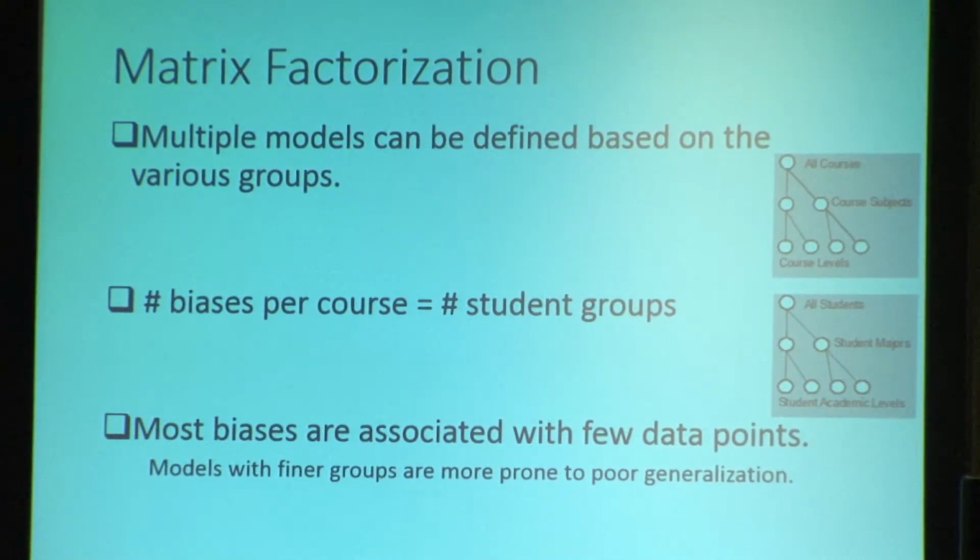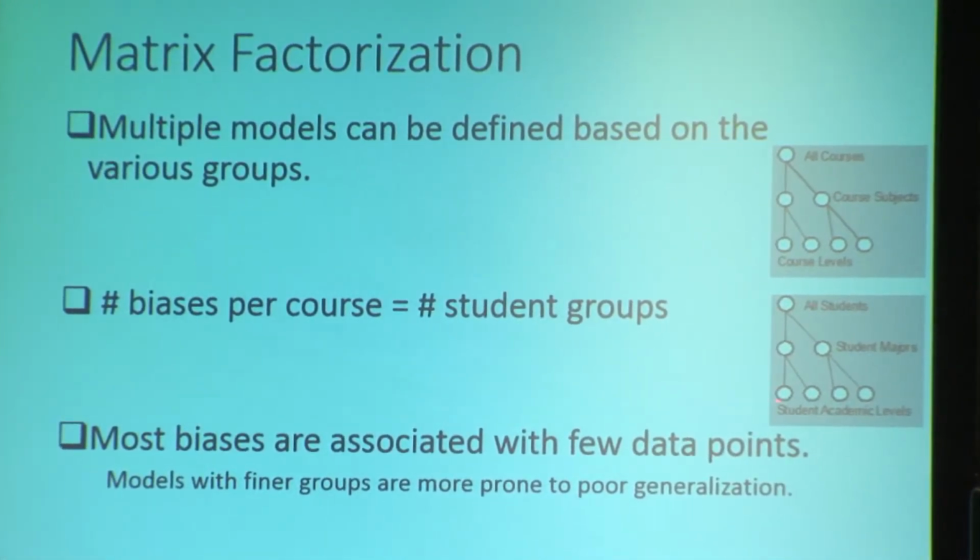As I said, since the groups are defined at various levels of granularity, every matrix factorization model will only utilize one student group and one course group. In general, the number of biases that we are going to have per course would be equal to the number of student groups. And this means that if we utilize the finer, more homogeneous groups, we are probably going to end up having a huge number of biases per course and per student. Most of them are associated with very few data points, which makes it hard to accurately estimate the model parameters, and might lead to poor generalization.